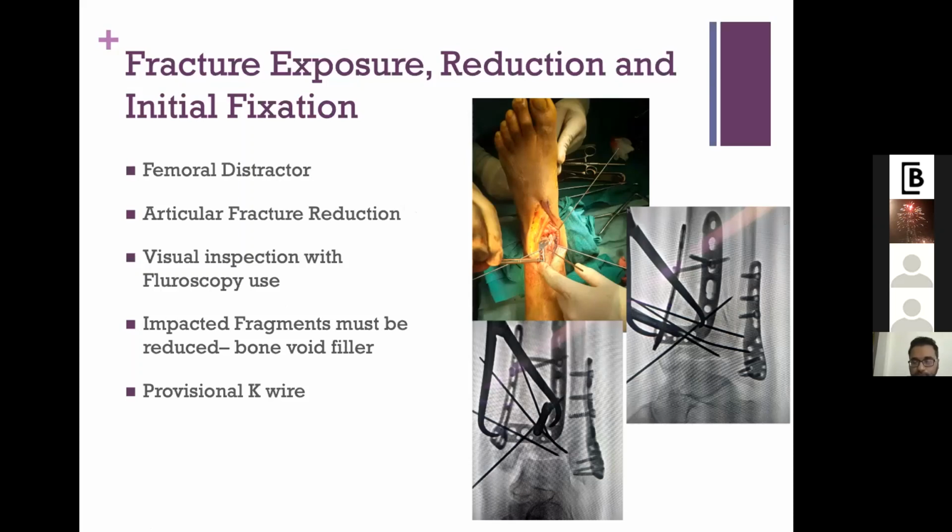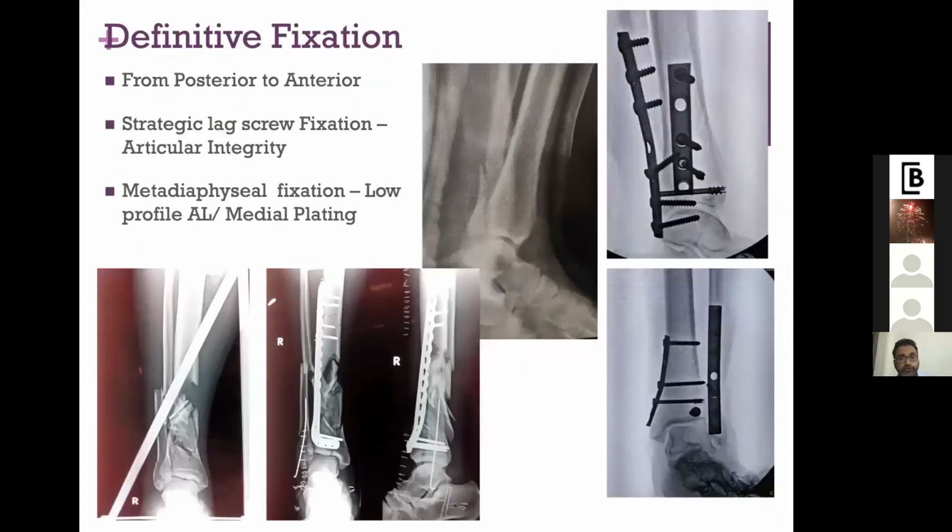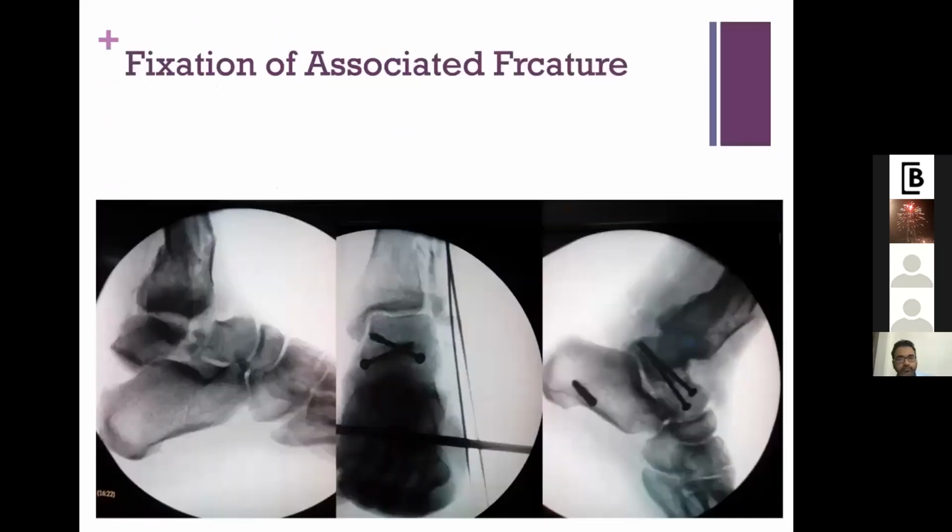And provisional K wire should be placed in such a way that there should be enough place for further plating or screws where you want to put the lag screws. For definitive fixation, I usually start from posterior to anterior, where most commonly the avulsed fragment is on the posterior aspect. Then fix the posterior aspect, then go anteriorly to have a very good reduction in the pilon fracture.